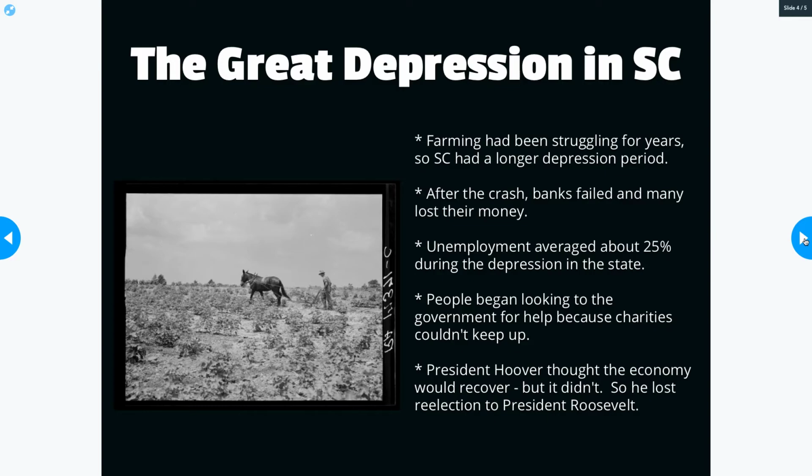Now, President Hoover, you've probably heard of President Hoover. He is the president at the beginning of the Depression. He thought that it's just all part of a cycle. So eventually we're going to get ourselves out of this. Well, we didn't. So he lost re-election in one of the largest landslides in history, and President Roosevelt takes over.